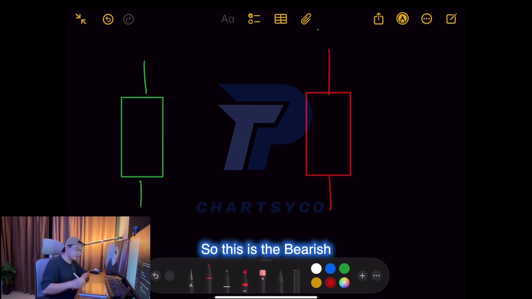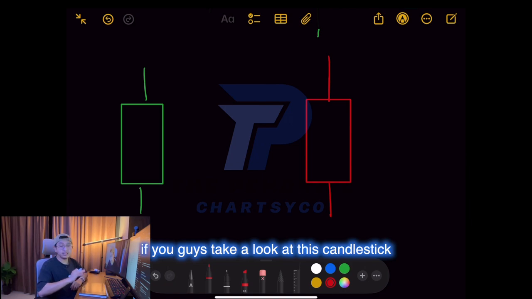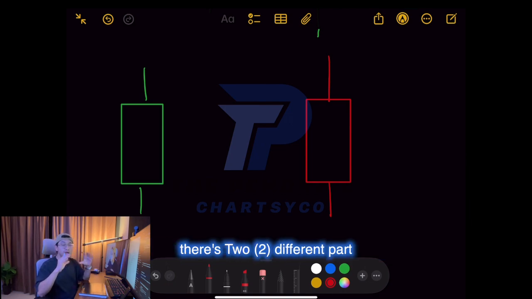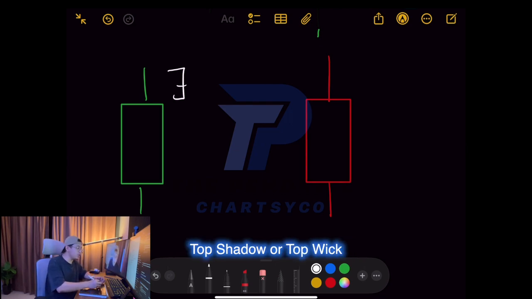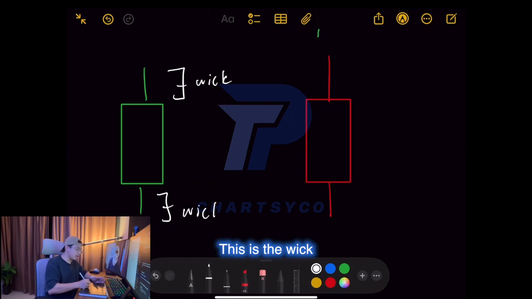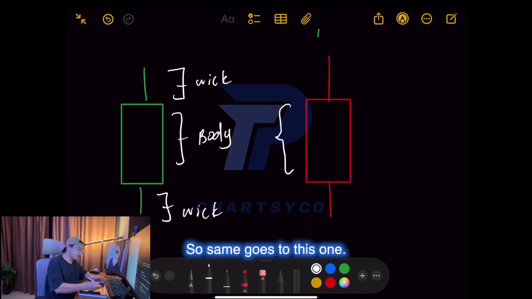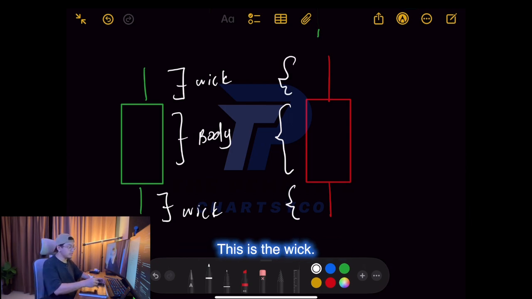This is the bearish. If you take a look at this candlestick, there are two different parts. This is the top shadow, or we call it the top wick. But this is the wick, and this is the body. So the same goes for this one. This is the body, this is the wick.